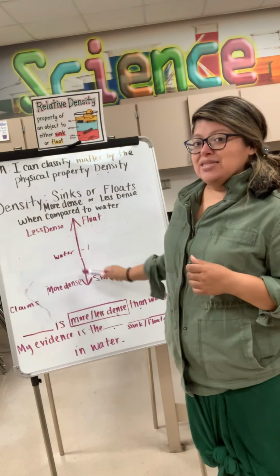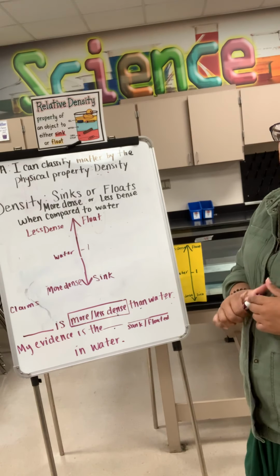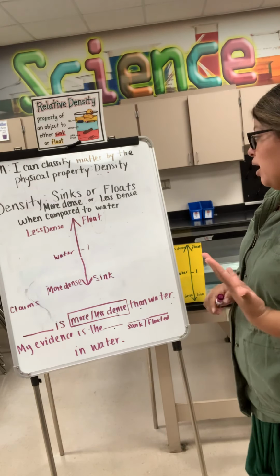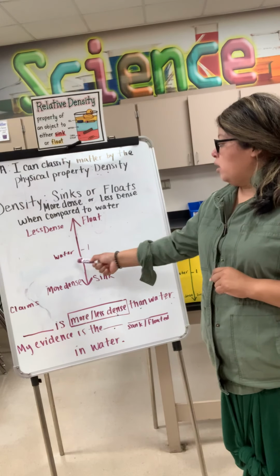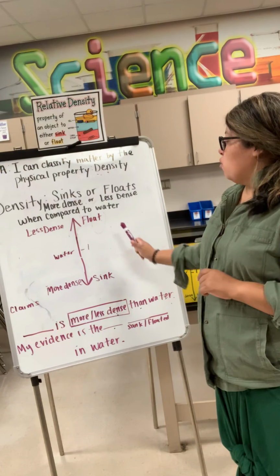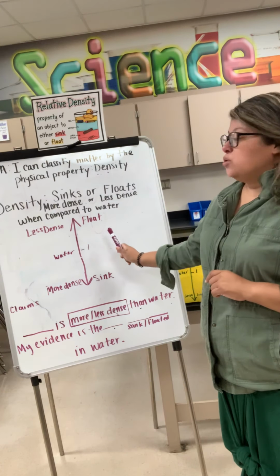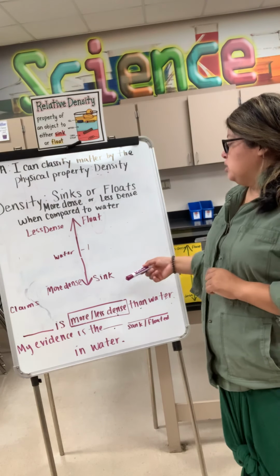So I have my density column. So very similar to the way we organized mass, we're going to use our number line, only going vertical this time. So now we're going to place a 1 and water in the middle because that's what we're comparing it to. So if it's less than 1, it's going to float. If it's greater than 1 for density, it's going to sink.